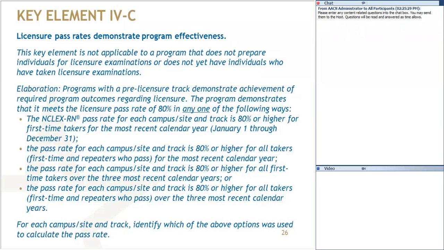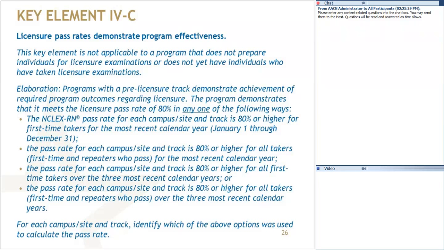Another way, the fourth bullet point addresses if the pass rate for each campus site and track is 80% or higher for all takers, that would be everyone that passed the first time, including adding everyone who passed on a repeat attempt. If that percentage is 80% or higher over the three most recent calendar years, there is compliance with this key element. So the schools have four options.